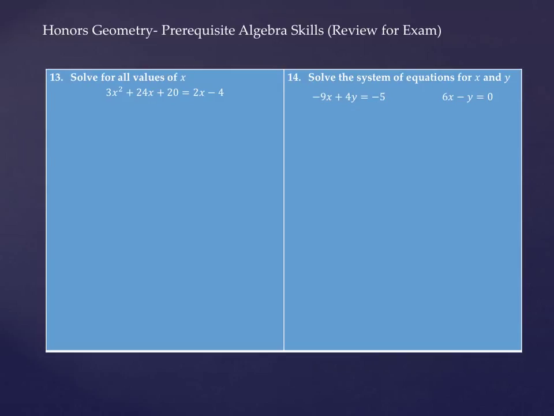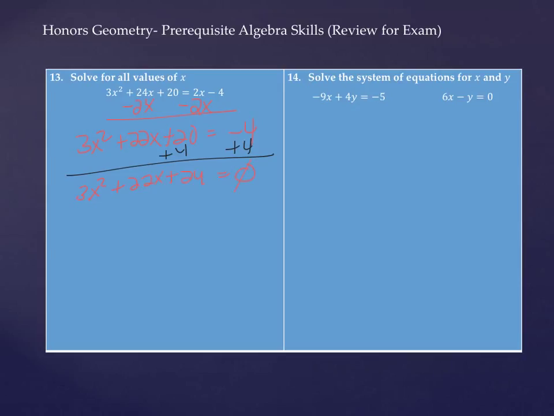Okay, question 13 is another quadratic, and I am going to get everything on one side, so I'm going to subtract 2x from both sides. I end up with 3x squared plus 22x plus 20 equals negative 4. And again, I want that to be 0, so I've got to undo that with add 4. And I end up with 3x squared plus 22x plus 24 equals 0.